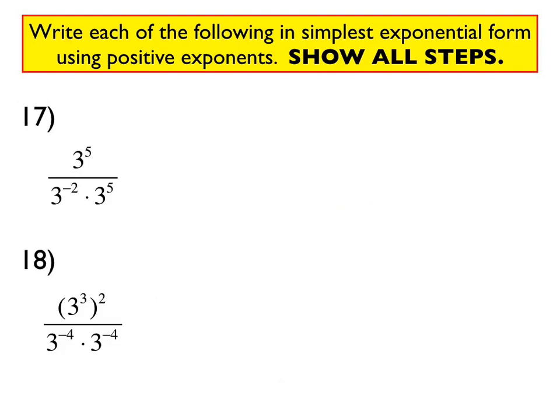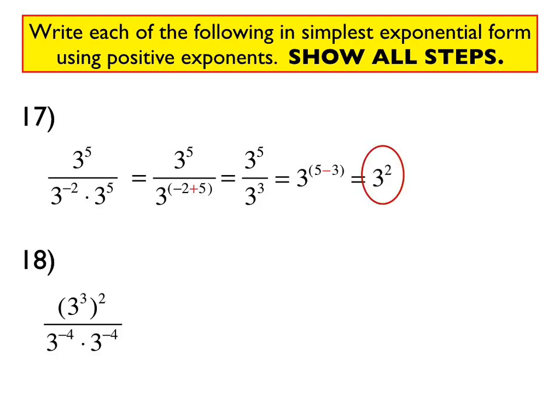Number 17, we should simplify the denominator first. That is 3 to the 2nd, or 3 to the 3rd, excuse me. So we end up with 3 to the 5th over 3 to the 3rd, and that is 3 to the 2nd. And then in number 18, we should simplify the numerator, then simplify the denominator.